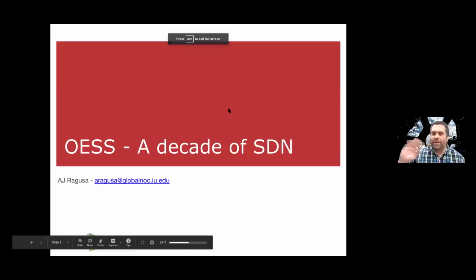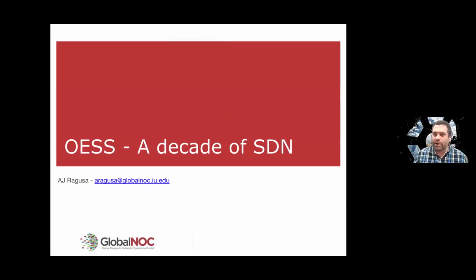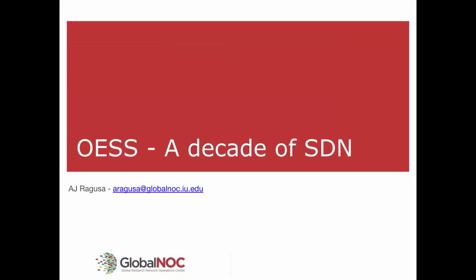So, hi, everybody. I'm AJ Ragusa. I'm a manager here at the Global NOC for the Network Automation and Performance team. And OESS has been kind of one of my projects for pretty much a decade at this point. So this is more of a story about some of the history, some of the ups and downs of OESS, some of where we're at and some of where we're going. I've got a lot of content, so I'll move quickly through a few of the more fun, I find it fun, but also interesting.